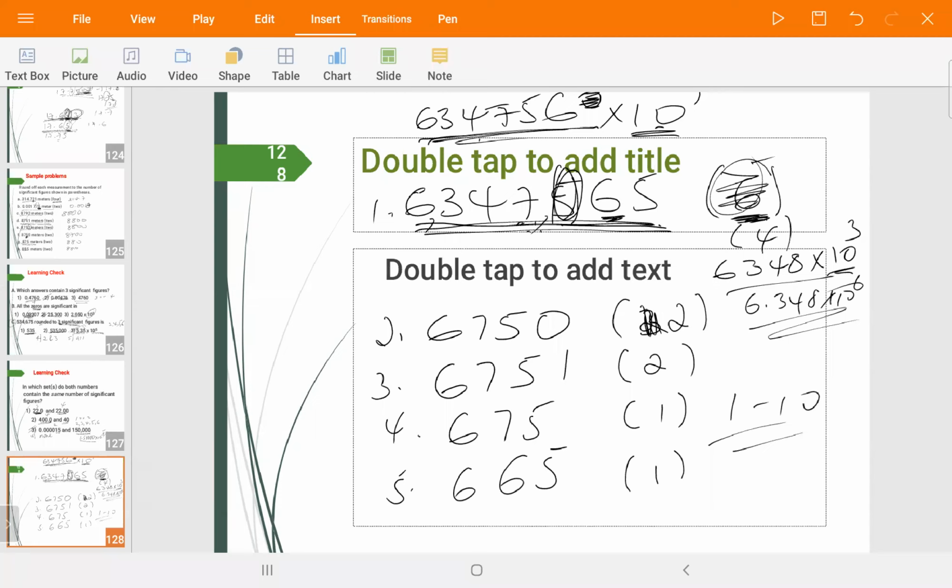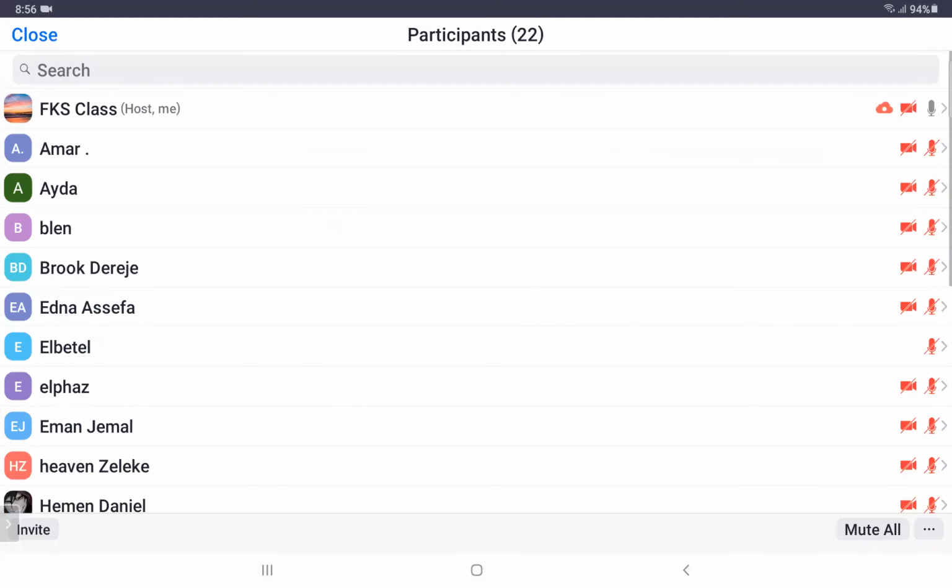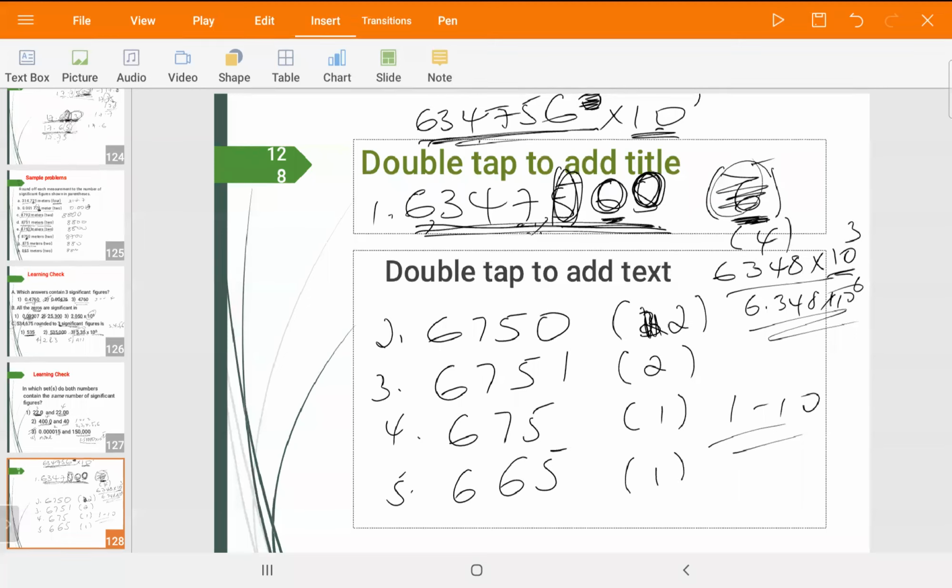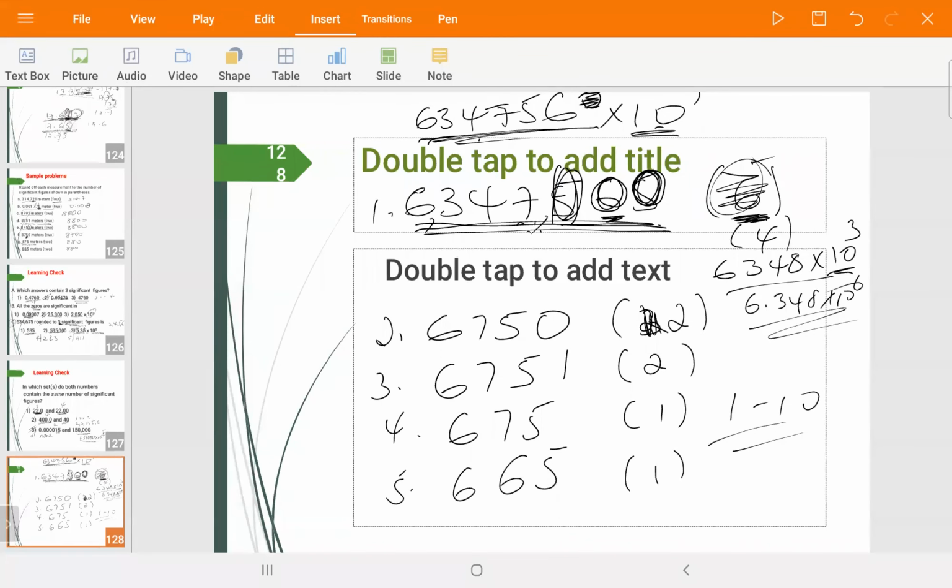Now እስቲ አሁን ደግሞ እንደዚህ እናደርግ እስቲ እቺን ማን መልስ አርገን እነዚህን 0 አርገን can anyone answer the question? 6,348 times 10 to the power of 3 እሺ አይዳ እስቲ እሺ ኢማን ጀማል እቺ 5 ነች። This is 5.